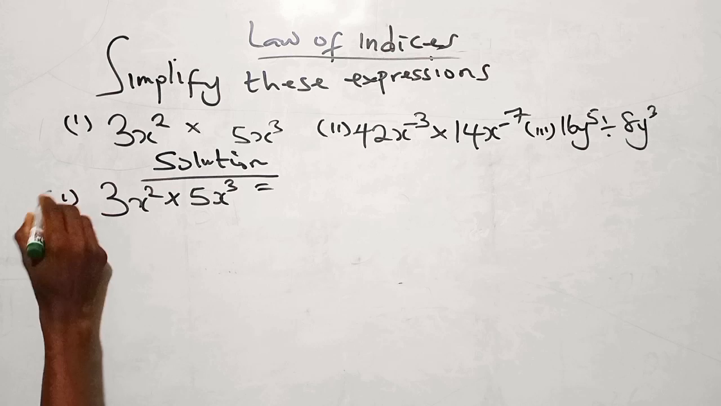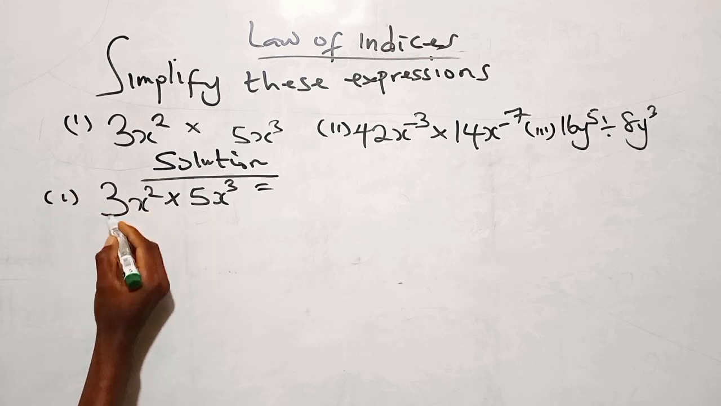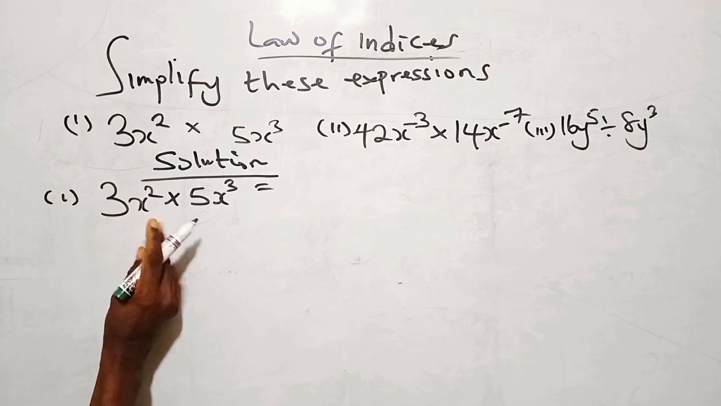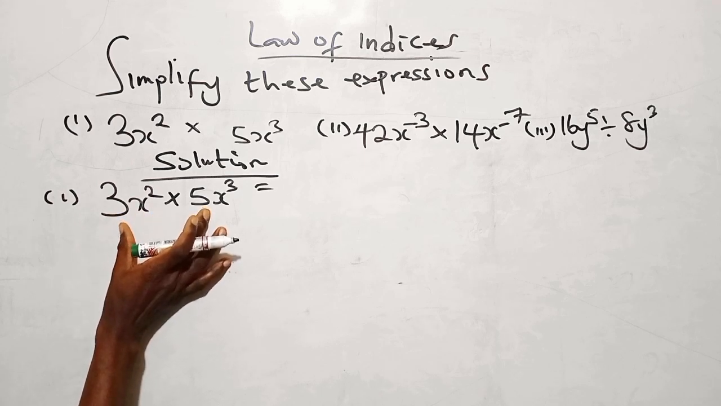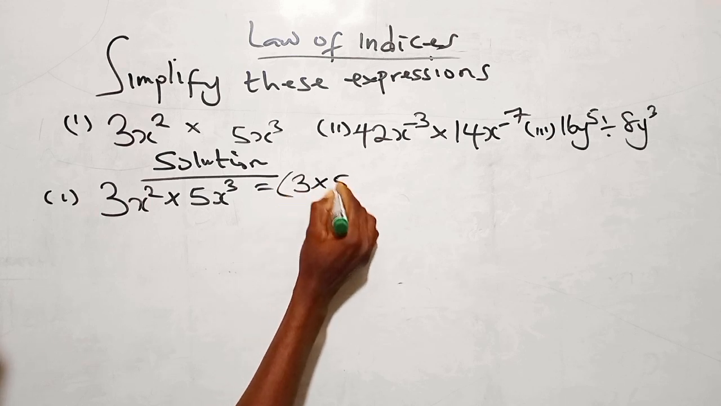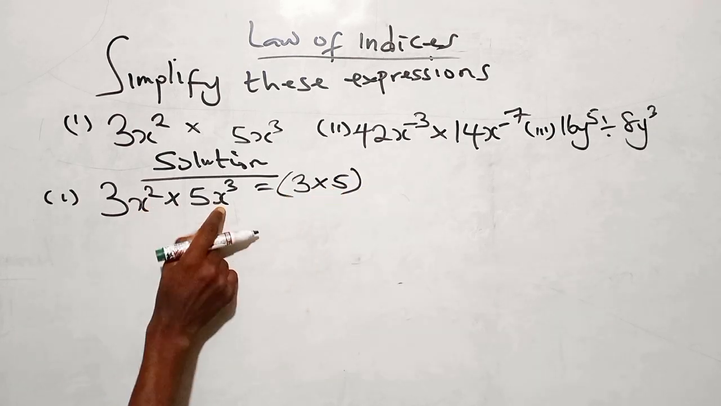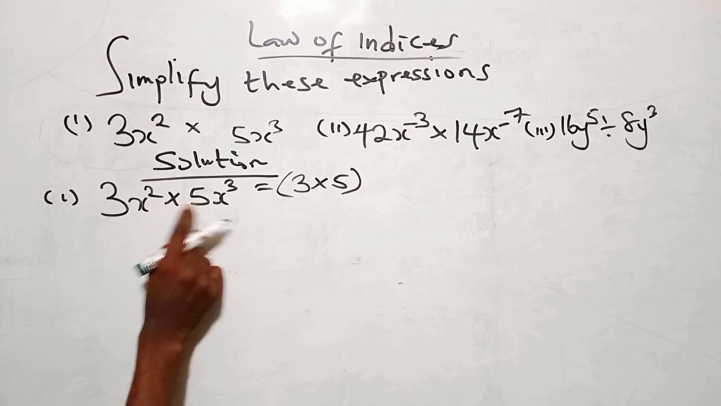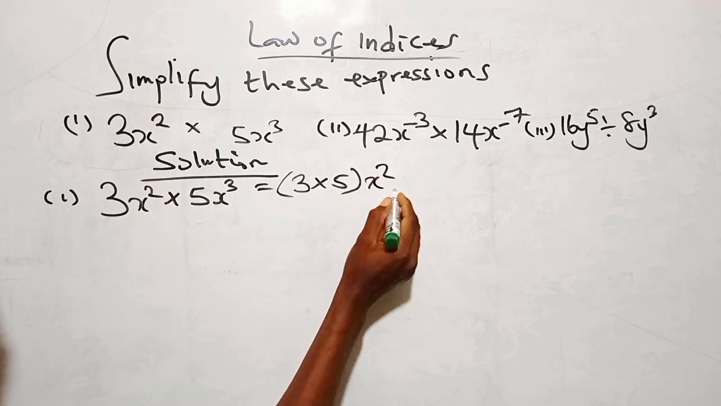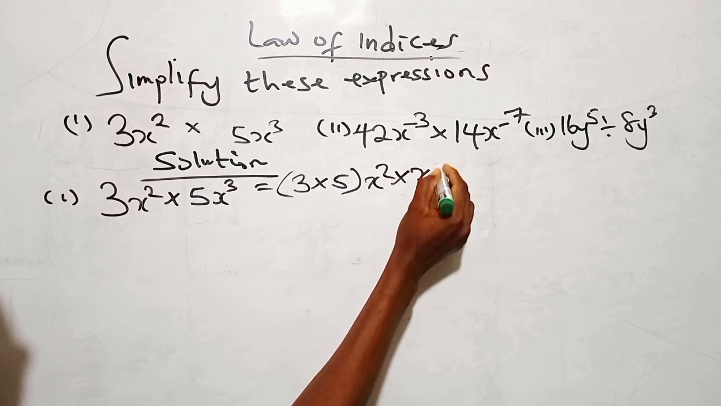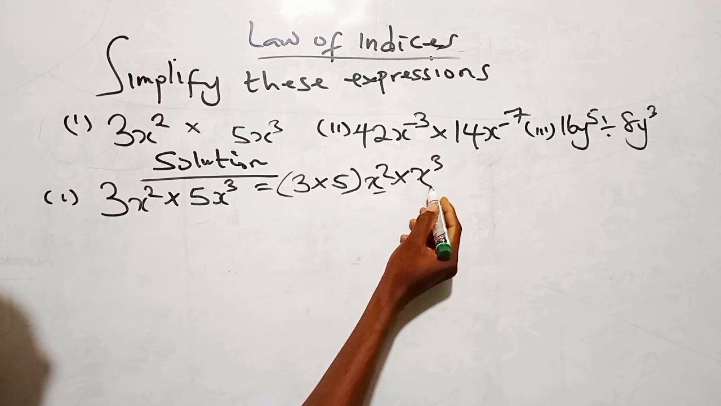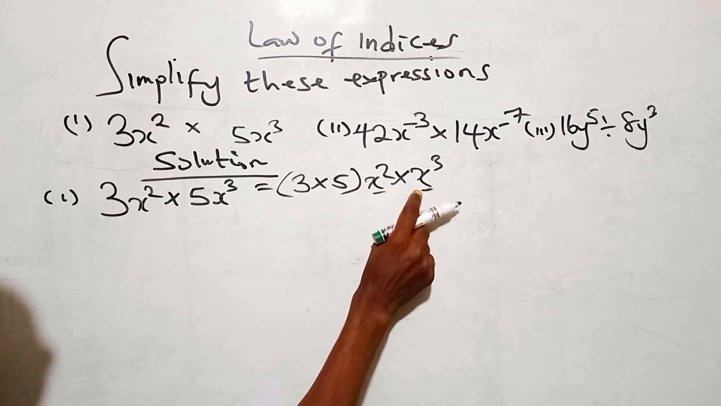When you look at this number and this variable, what is joining them is times. So let us isolate the coefficients, which are 3 and 5 in this case. So we have 3 times 5. Now we can focus on the letters. We have x raised to power 2 times x raised to power 3. These letters have the same base, and we are multiplying the same base.